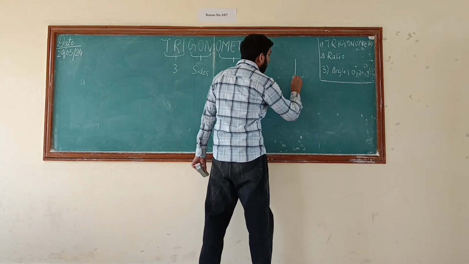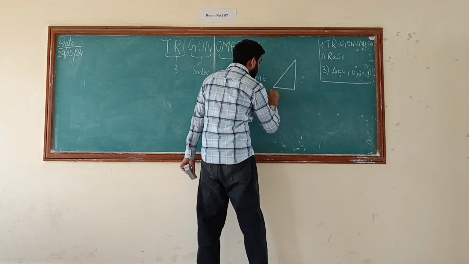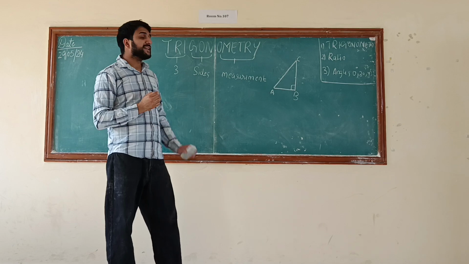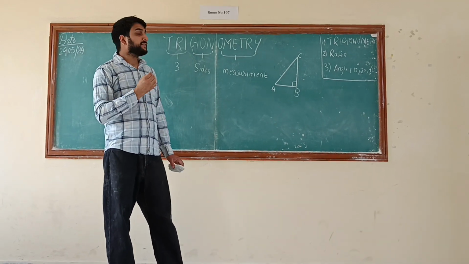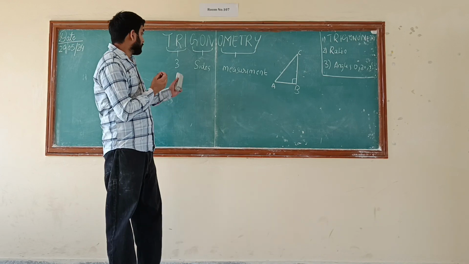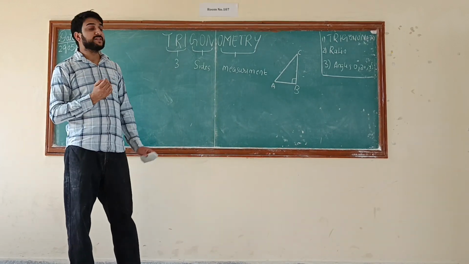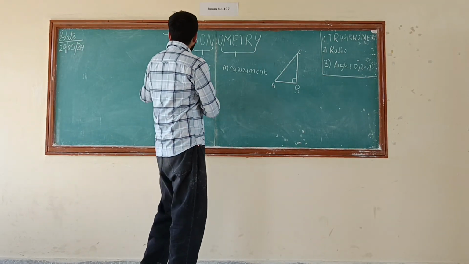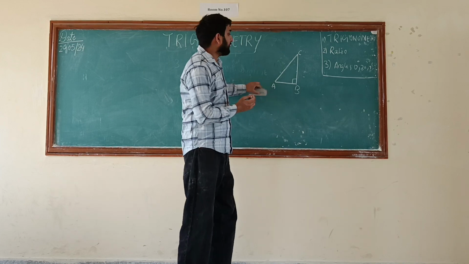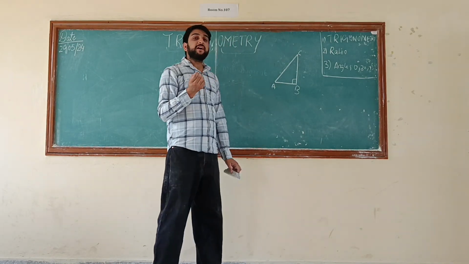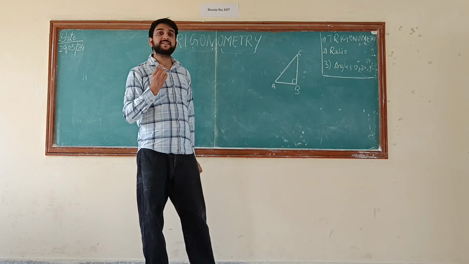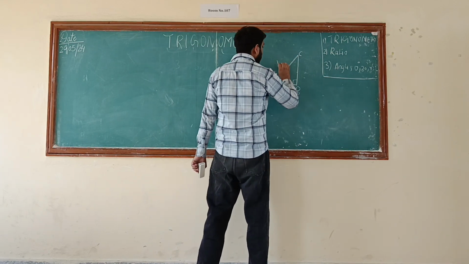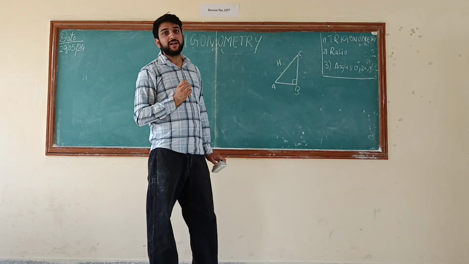Here I draw a right angle triangle. Right angle at B. We know there are 6 elements in a right angle triangle. There are 3 sides and 3 angles. So, trigonometry is the study of the relationship between sides and angles of a right angle triangle. So, we have 3 sides in a right angle triangle. We know the largest side, which is opposite to the perpendicular, is called hypotenuse. The side opposite to 90 degree is called hypotenuse.